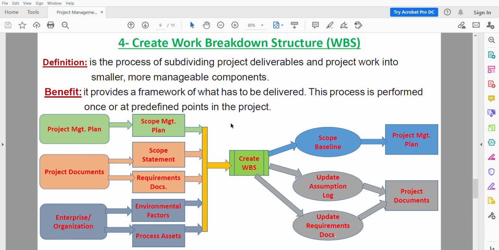The WBS dictionary contains the code of account identifier, description of work, assumptions and constraints, responsible organization, schedule milestones, associated schedule activities, resources required, cost estimates, quality requirements, acceptance criteria, technical references, and agreement information. For the project documents update, we may need to update the assumption log and requirements documentation.